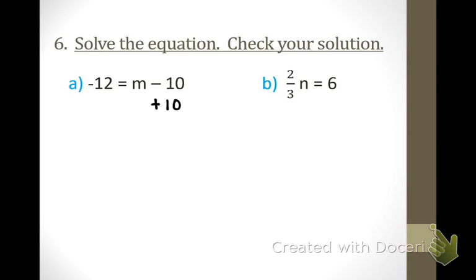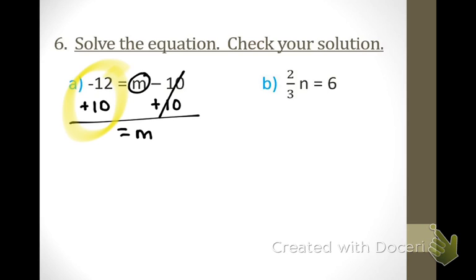What you do to one side, you must do to the other. We've got to be fair. Let's just work on this right side right here. What happens to negative 10 and positive 10? It cancels out because a number and its opposite always equals 0. I'm left with what? M, so I'll bring that down. And then let's work on this side over here. What is negative 12 plus 10? Negative 2. Whenever you do this, I would like the variable to be first, so just switch that up.